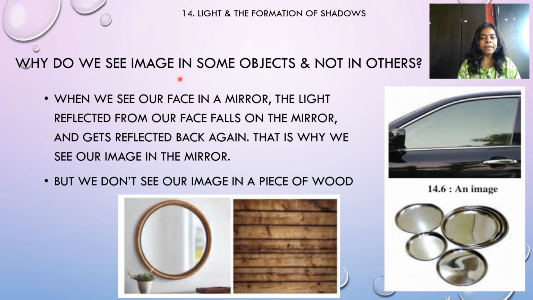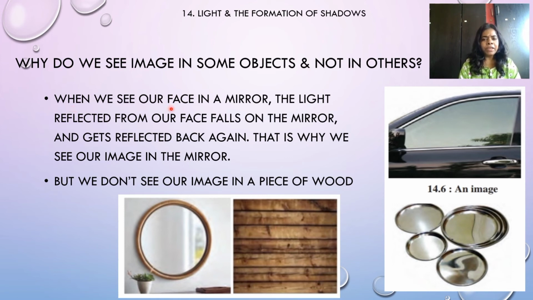Here children, let us understand one more concept. Why do we see image in some objects and not in others? We will be able to see our image in this mirror. We will be able to see our image in this plate. We will be able to see a little bit of our image in this car glass also. But we won't be able to see our image in this wooden frame, in this wooden piece.